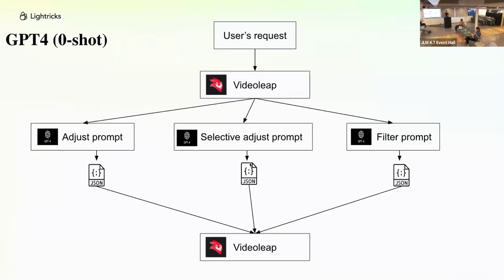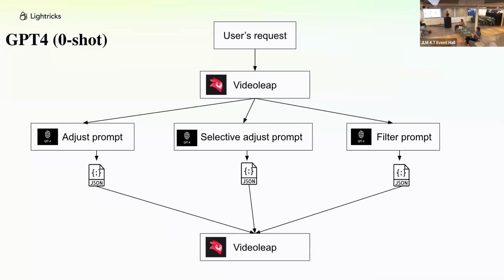Okay, so actually the project started with the proof of concept led by Alex Cassin, which shows that with GPT-4, with the zero-shot prompt, we can achieve pretty cool results. So how it works: we have the user request that goes into VideoLeap, and then we call 3 different prompts, each for the different tools. And then this call returns a JSON with the parameter values. And if the LLM chooses not to use the tool, it returns empty JSON.